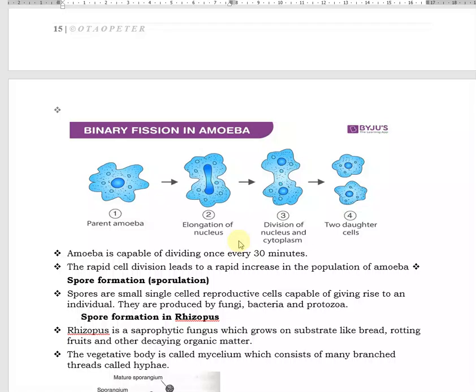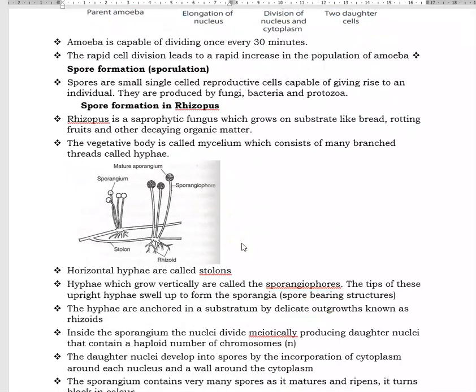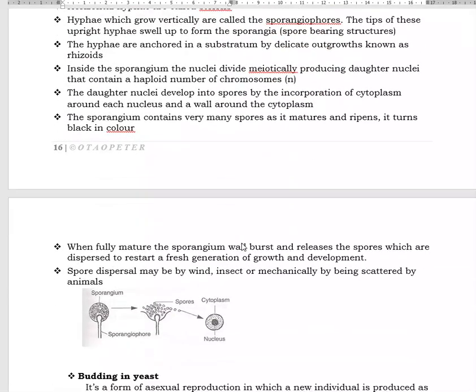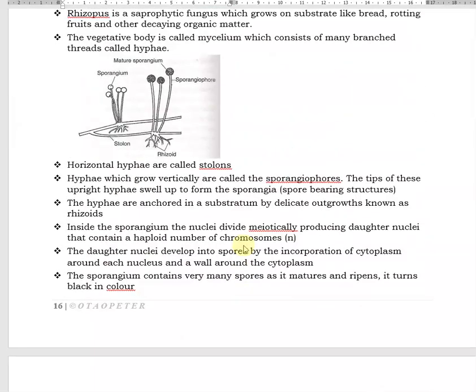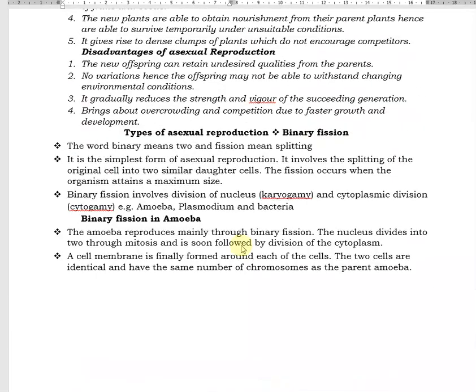At the end of it, you should be able to define asexual reproduction and also discuss various types of asexual reproduction. So let's dive deep and know what asexual reproduction is.